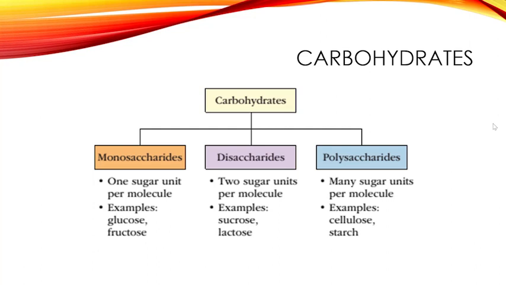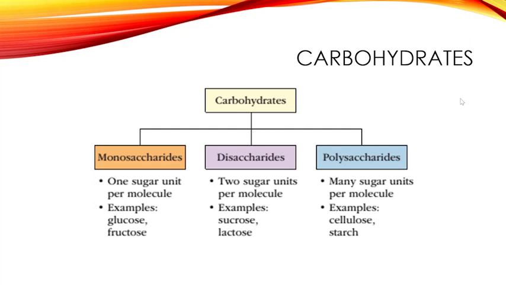Monosaccharides are simply the monomers of the carbohydrates. This is one sugar unit per molecule. These are what we call the simple sugars. Examples of monosaccharides or simple sugars are glucose, fructose, and galactose. Next, we have disaccharides, wherein you have two simple sugars that are linked together to form a sugar molecule containing two simple sugars. Common examples of disaccharides are sucrose and lactose.